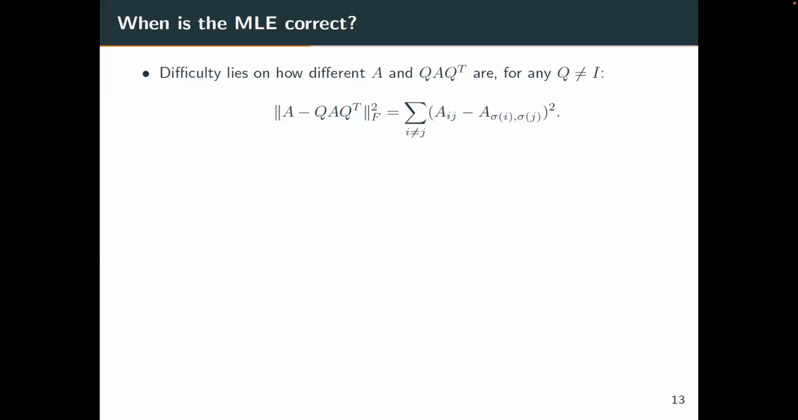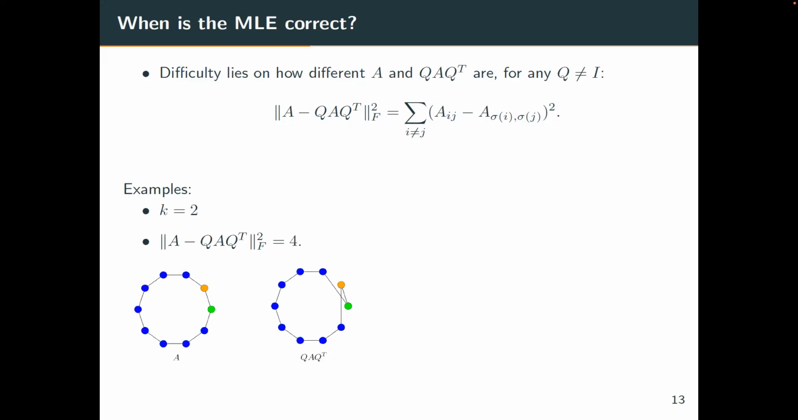Okay, so now the next question is, when is this approach going to give us the correct answer? So when is the MLE going to be correct or consistent? The idea in analyzing the consistency of the MLE is based on the fact that if A and a permuted version of A are very similar, then by corrupting the edges of A, we may remove some important information, and then we may not be able to recover the permutation again. On the other hand, if the difference between A and a permuted A is very large, even if some of the edges of A are corrupted, we may still have enough information in order to recover the correct permutation.